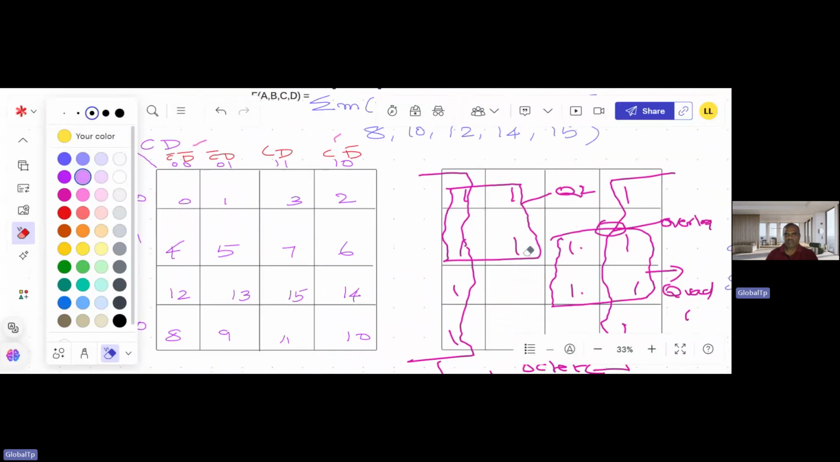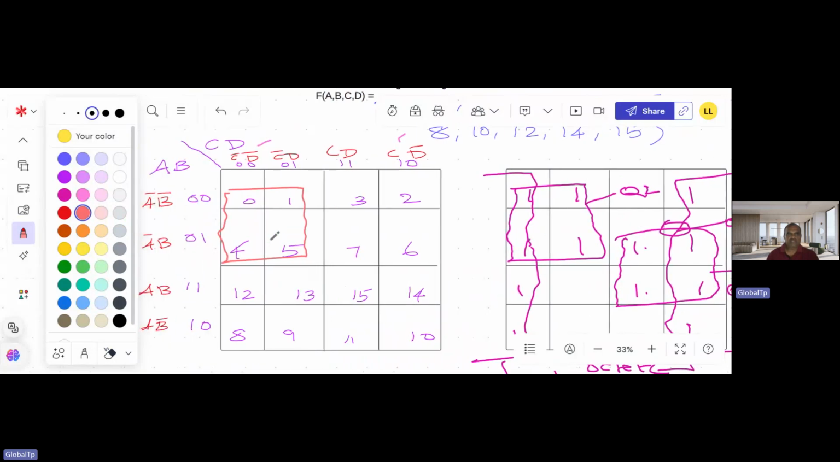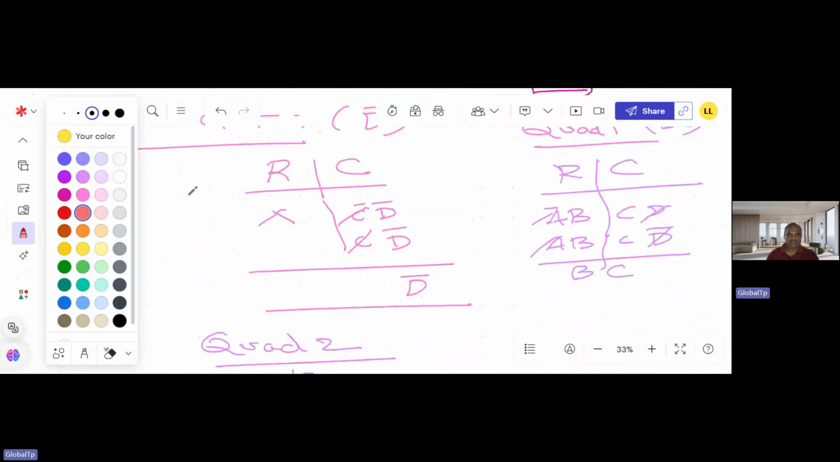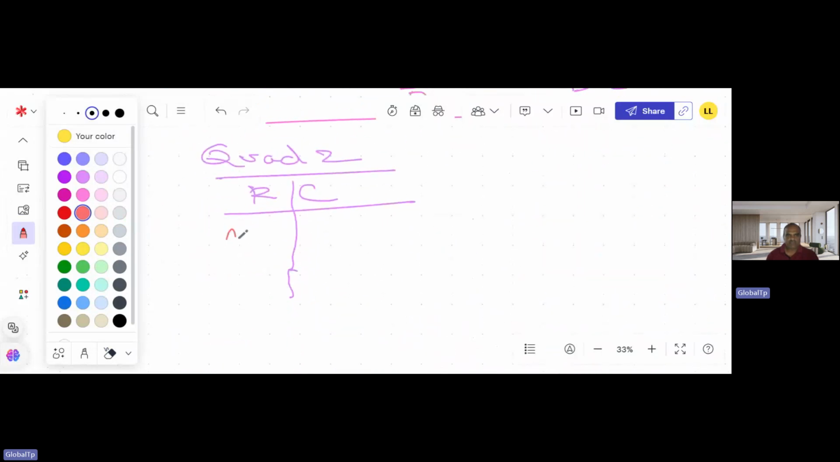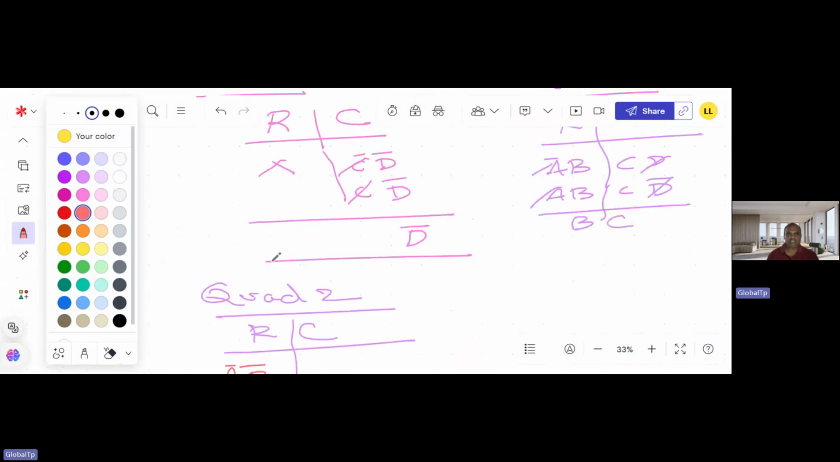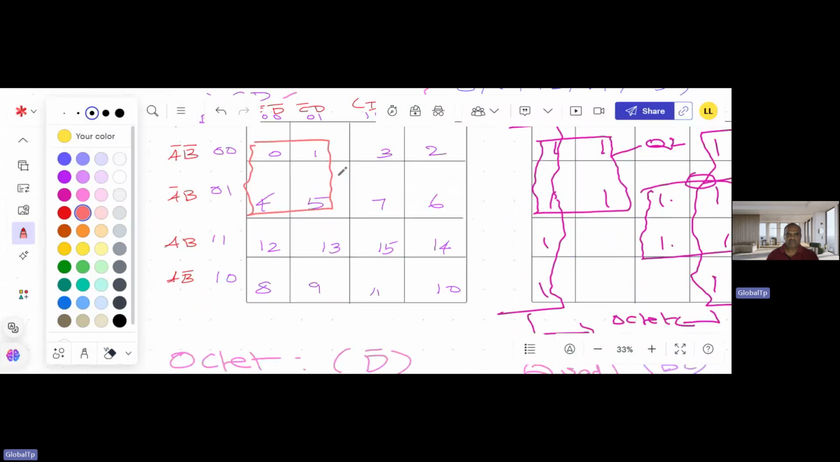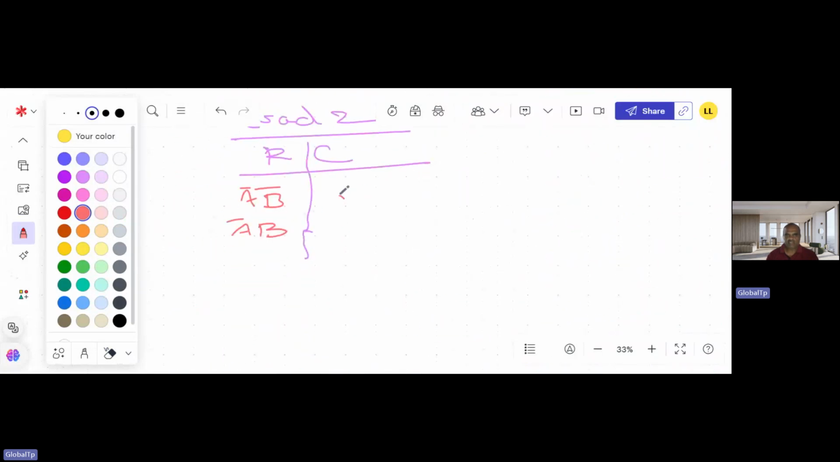Then quad 2 is nothing but 0, 1, 4, 5. I will write it like this: 0, 1, 4, 5. This is the quad. For this also I have to write the corresponding row and corresponding column. The corresponding rows are A bar B bar and A bar B, so I write A bar B bar and A bar B. Similarly, the corresponding contributing columns are C bar D bar and C bar D.